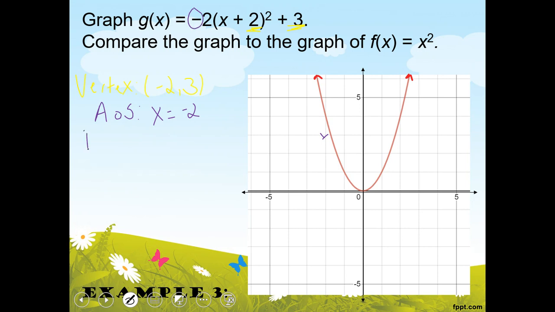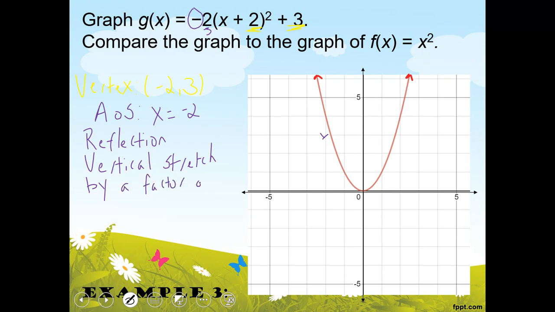Now I know it's going to be a reflection, meaning it's going to flip. And I know that this is going to make it narrower, so I know it's going to be a vertical stretch by a factor of 2. I'm going to make my table this way, just because I'm running out of room. Now, always start with the vertex in the middle, so -2, 3. And then I'll pick points that are on either side of the vertex. So I'll pick x values of -3, and then -1 and 0.